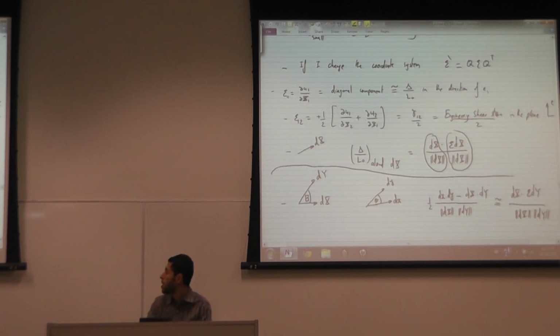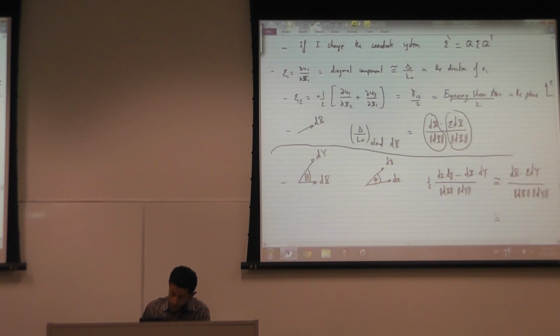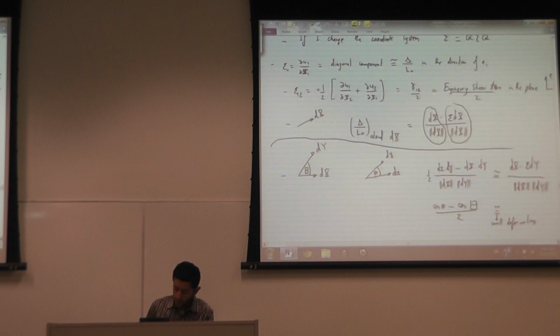So given the vectors dx and dy, I can know how the dot product changes, which for small deformations will be equal to cosine small theta minus cosine capital theta divided by 2. For small deformations, we assume the lengths stay the same. The length of capital dx stays the same after deformation, and the length of capital dy stays the same. So you end up with just the cosine of the angles.